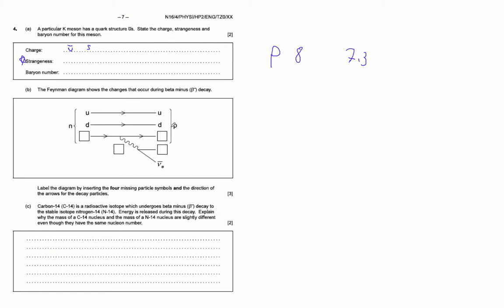Okay, let's take a look at this. The Feynman diagram shows the changes that occur during a beta minus decay. Remember, a neutron is up, down, down. Proton is up, down, up. So you can fill in this one and this one with the proper particles. And then it's a beta minus, so this one is going to be your beta minus.